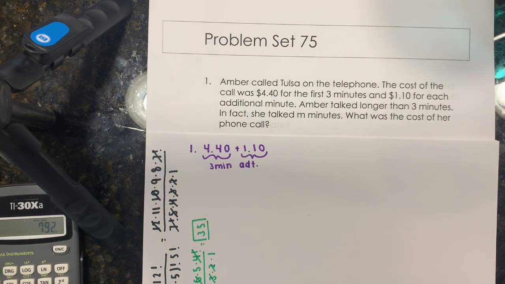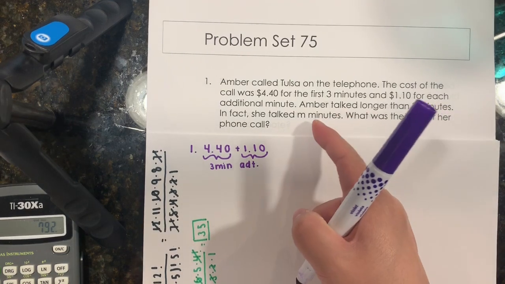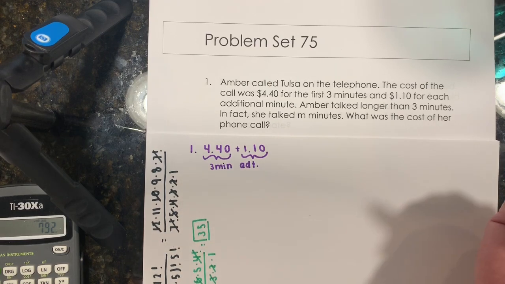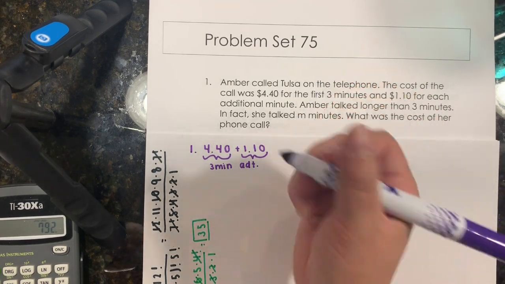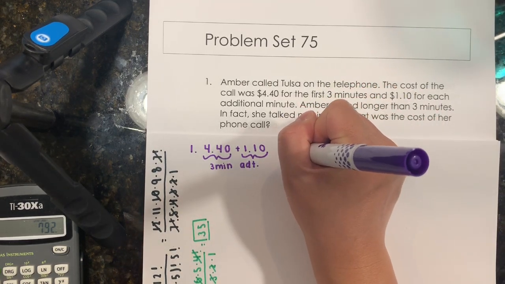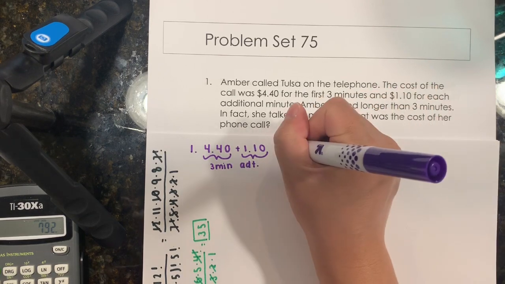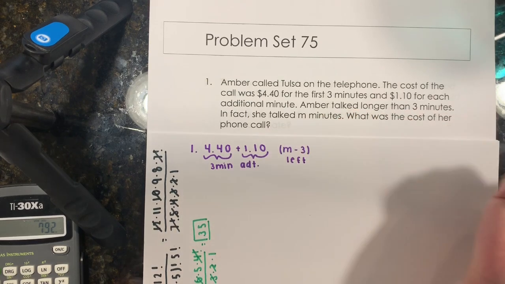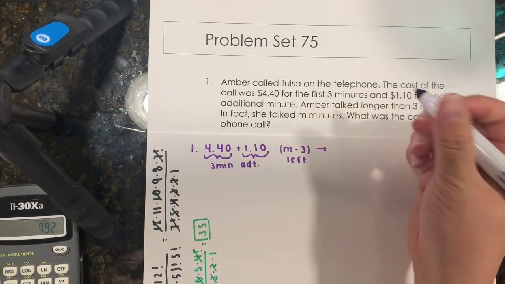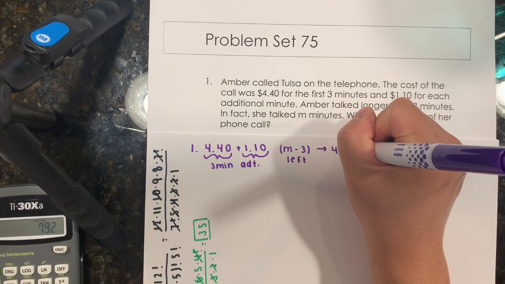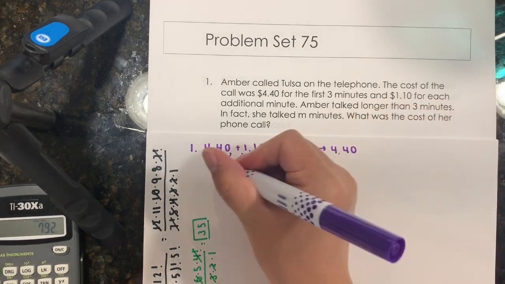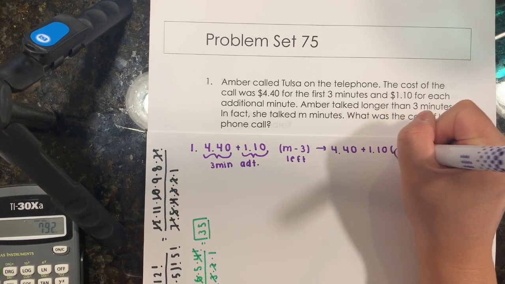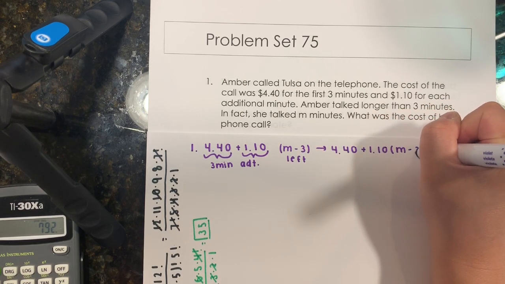So what I'm going to say is that she talked for M minutes, but I need to take away 3 minutes from that. That would be the additional minutes. So if we had M minutes and then we subtract the 3 minutes that are already there, this is going to be what's left to pay for, which means that the $4.40 covers the first 3 minutes plus $1.10 times the minutes that were left, which would be M minus 3.